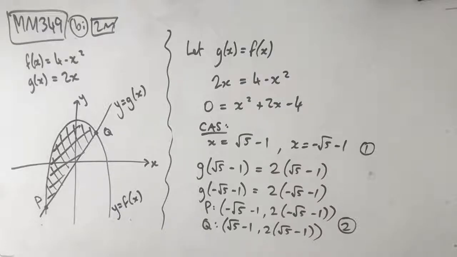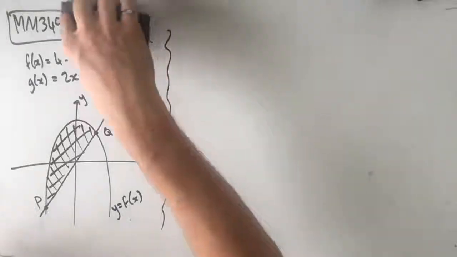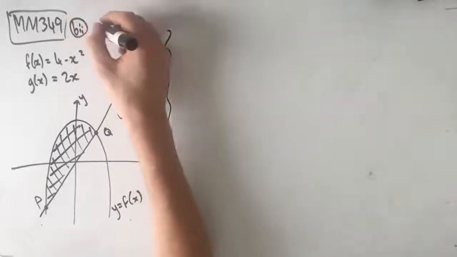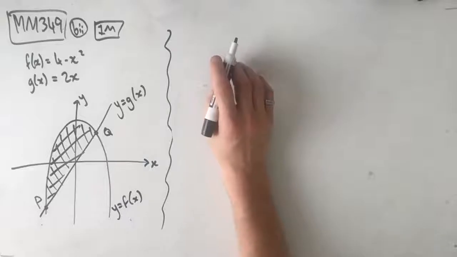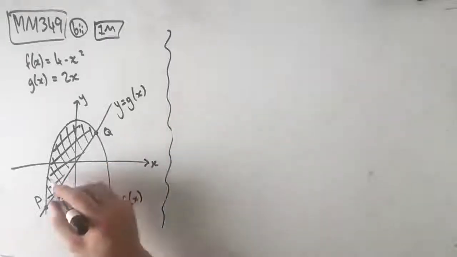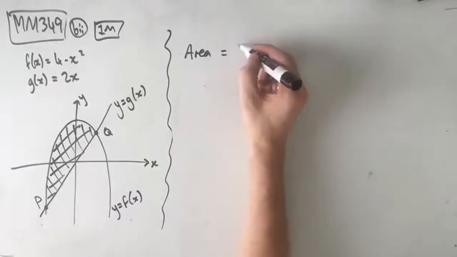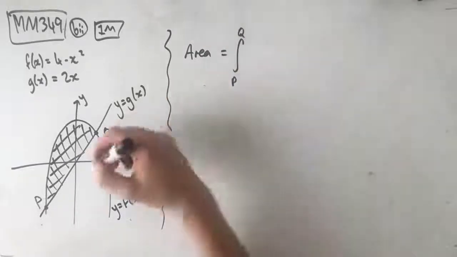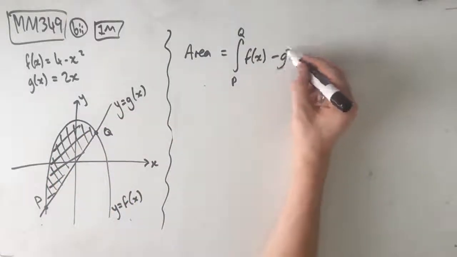Let's move on to part BII. Part BII is fairly straightforward. It's just a 1 mark question, so we can actually just write down the answer without having to show any working essentially. So it asks us to find the area of the shaded region above. So just this area here. Because it's a 1 mark, all we're going to do is just say area is equal to our integral from P to Q of the top function, which is f of x, minus the bottom function, which is g of x, dx.